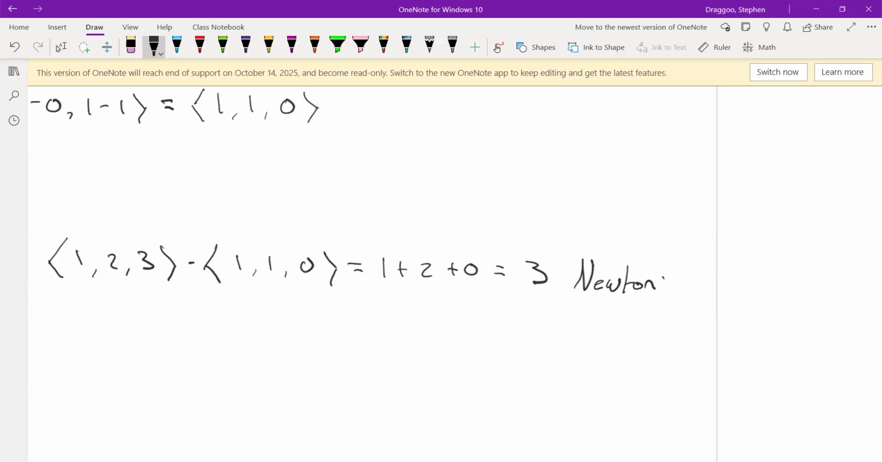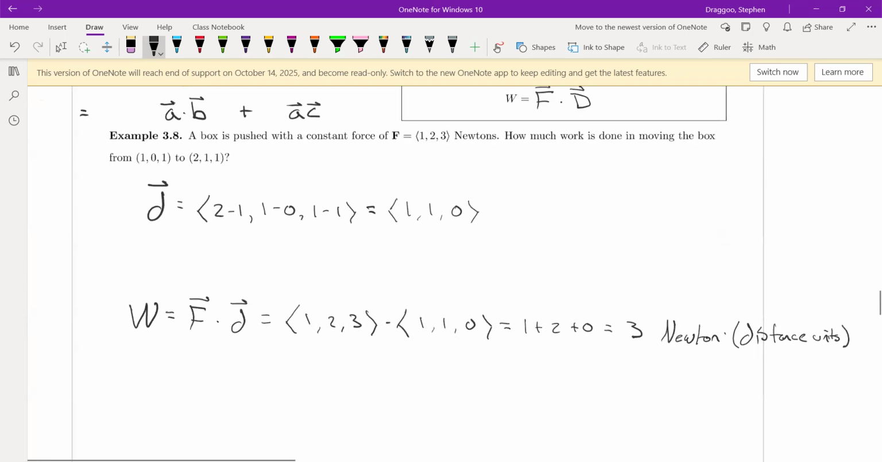Because we have Newton distance units as our unit for energy here. The poorly defined problem didn't tell us what displacement system we were working in. So maybe if we redo these notes sometime, we'll say something about how these coordinates are given in meters, so that you actually could have a unit there.